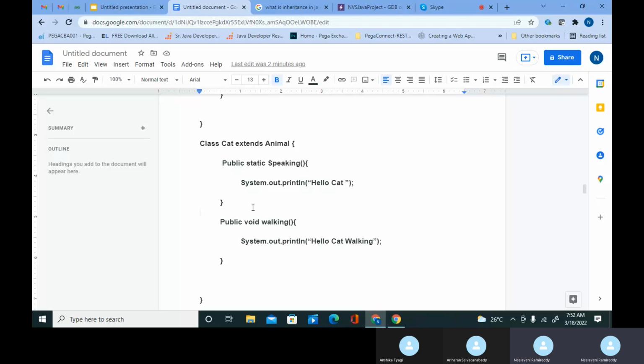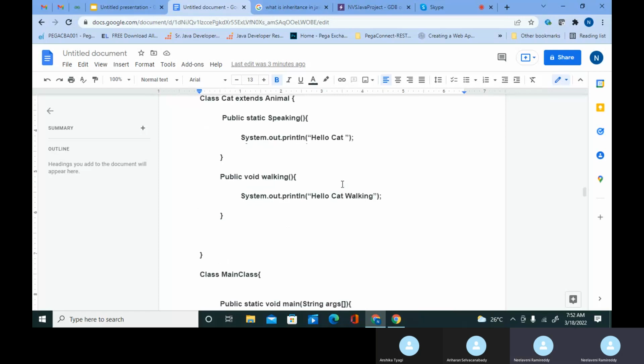We achieve method overriding through inheritance only. So if anyone asks you to give an example of method overriding, you can use this kind of concept, and you need to write some example for them.